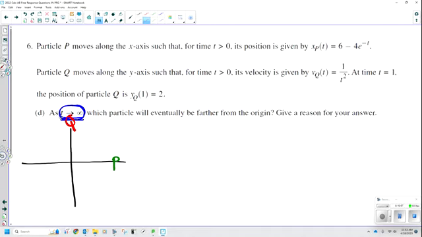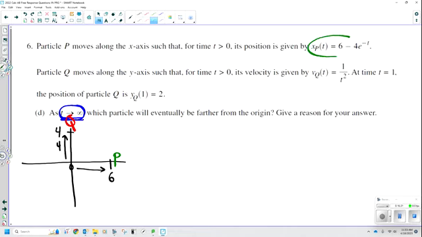So I want to know the position, okay? Because whatever the position is, let's say this P is at position 6. Well, if we're at the origin, that's 6 units away. And let's say Q is at position, I don't know, 4. Well, from the origin, that's 4 away. So whatever has a bigger number for position as t goes to infinity, that's going to be further away from the origin. So I'm going to need the position for particle P and the position for particle Q.